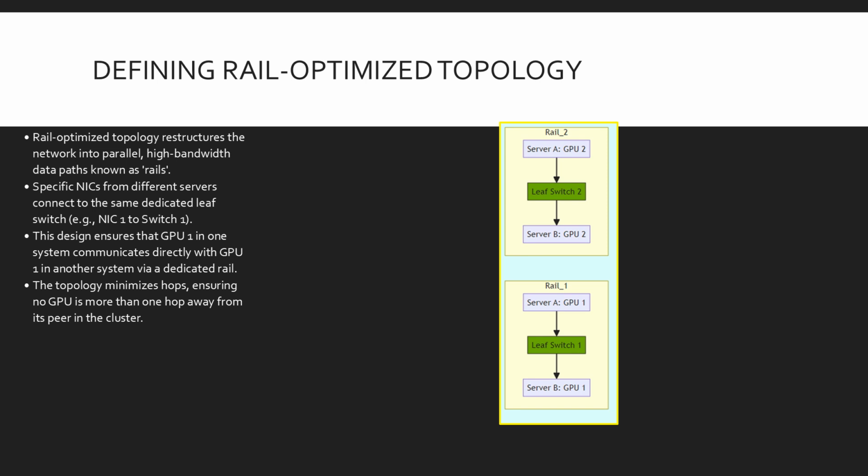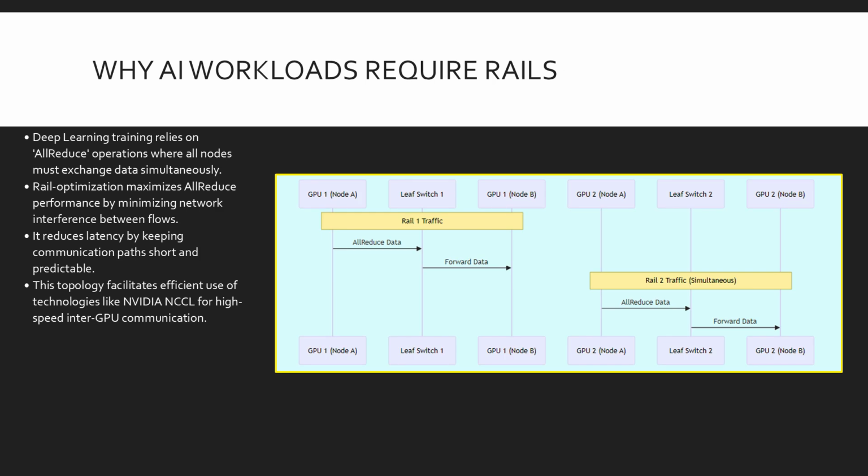Here we see the clean separation provided by rail-optimized topology. The top path, rail 1, connects GPU 1 from server A directly to GPU 1 in server B through a dedicated leaf switch. The bottom path, rail 2, does the exact same for the second GPUs. These parallel rails operate independently. Traffic from rail 1 never interferes with rail 2, effectively multiplying the bandwidth and eliminating the collisions we saw in the previous slide. Why is this specific cabling so critical?